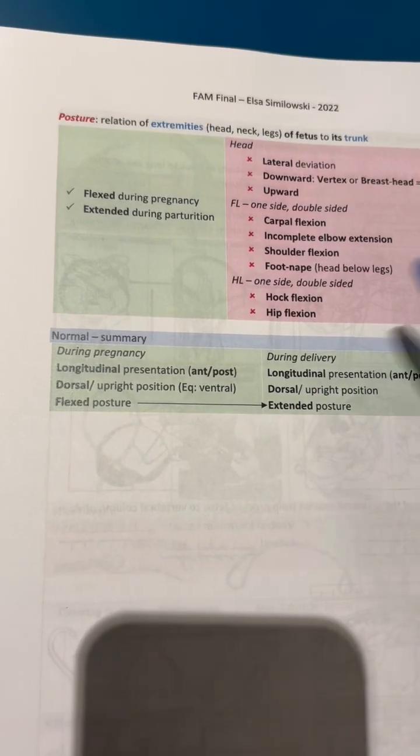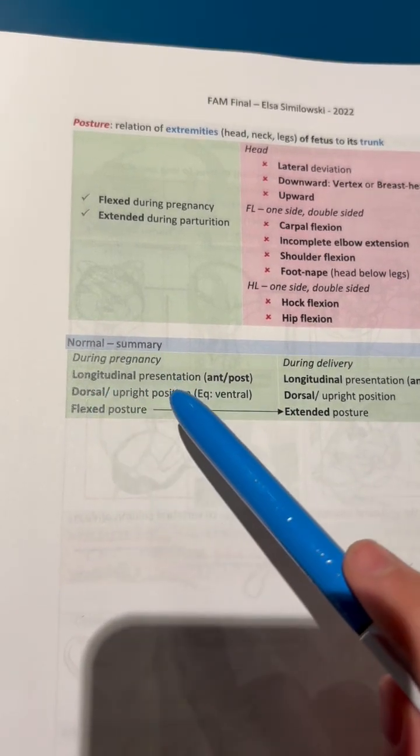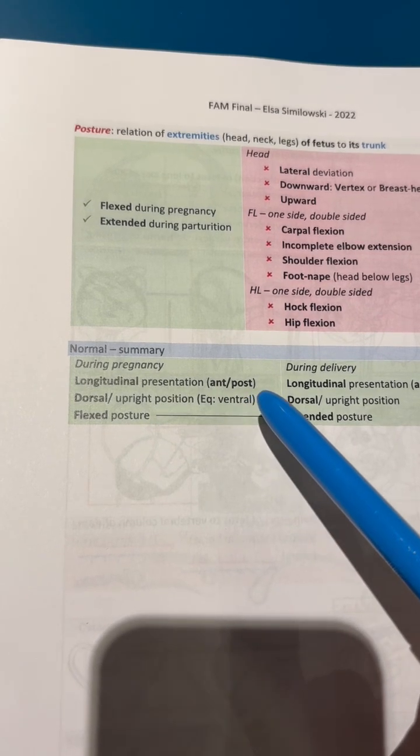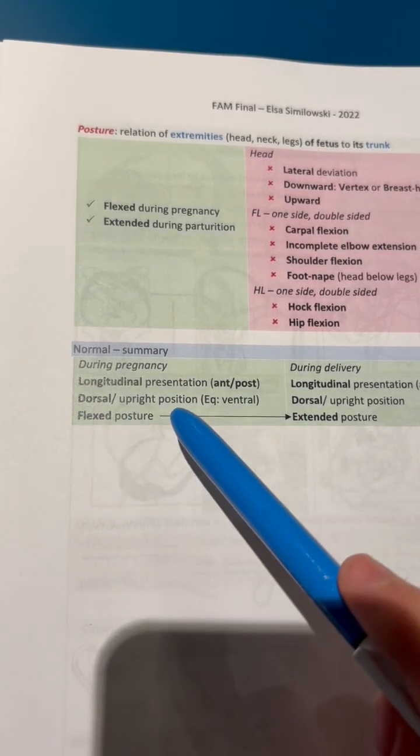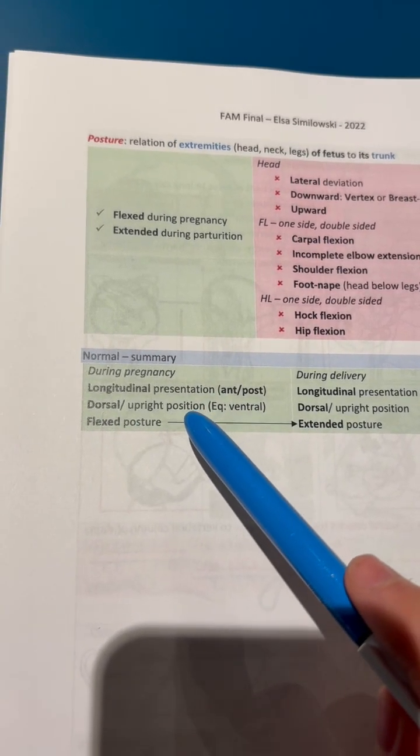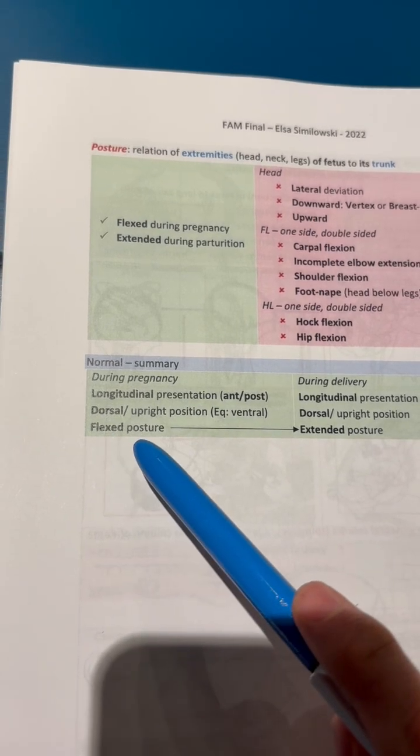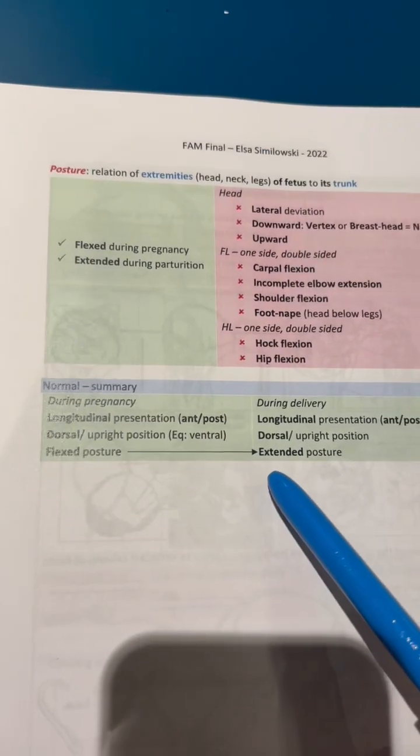So for a summary, during pregnancy, you want a longitudinal presentation, anterior or posterior, and you want them to be in the dorsal upright position. And the extremities will be in a flexed posture, but during delivery, they'll be in an extended posture.